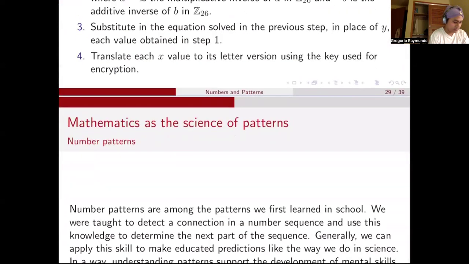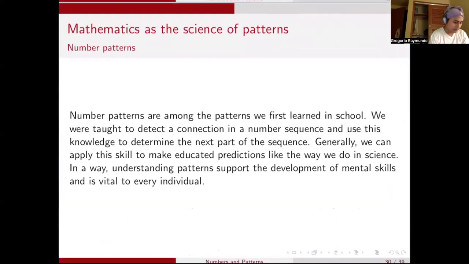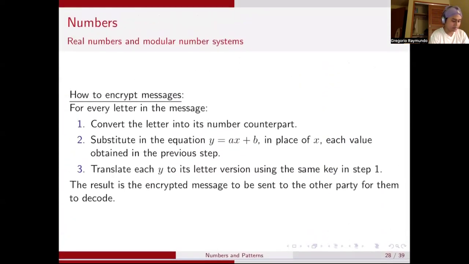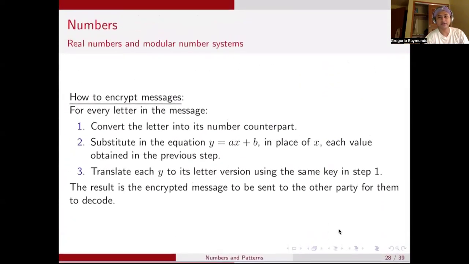Okay. Here's an example. Let me just check for an example.